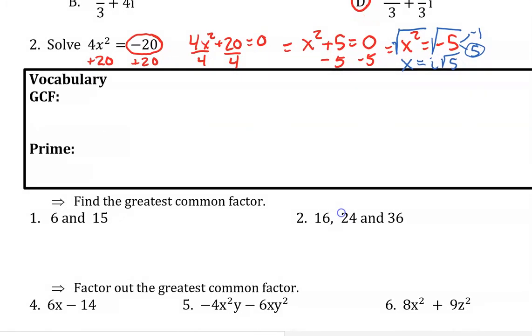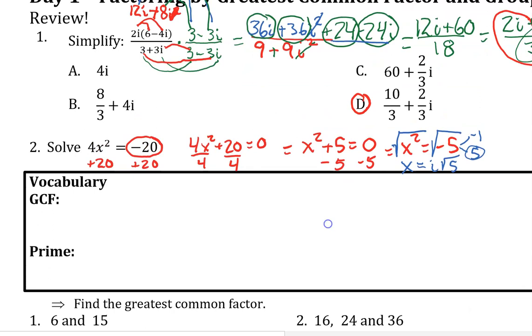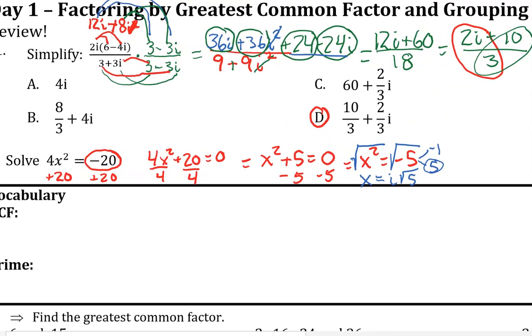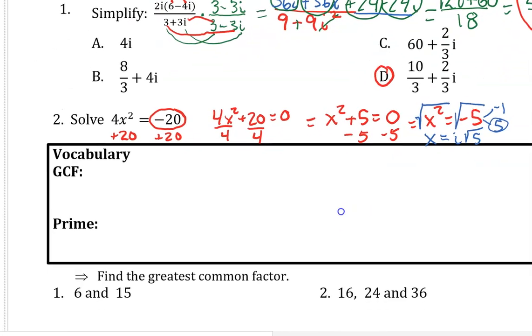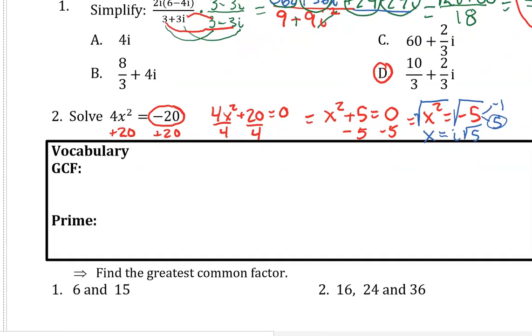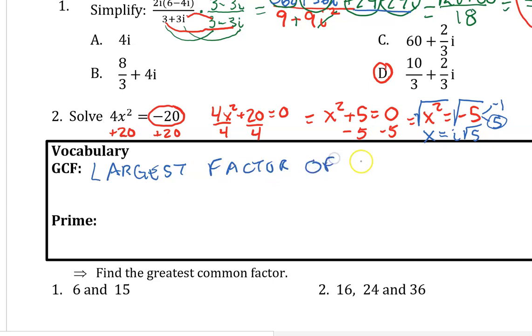Unit 3 vocabulary. As you just saw when I did those examples, I had to pull out factors. I pulled out a factor of 6 in my first problem when I simplified, and then I divided everything through by a factor of 4 in my second example. The greatest common factor is the largest factor of 2 or more numbers that we're factoring.